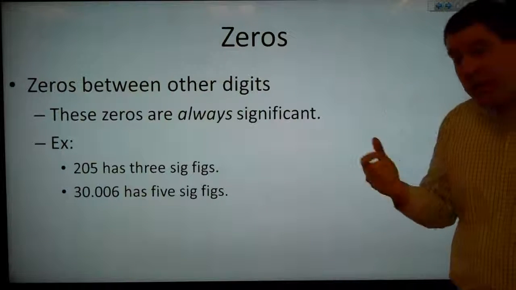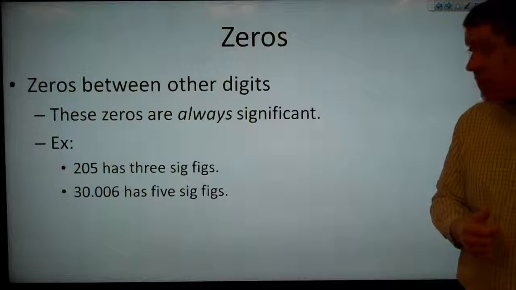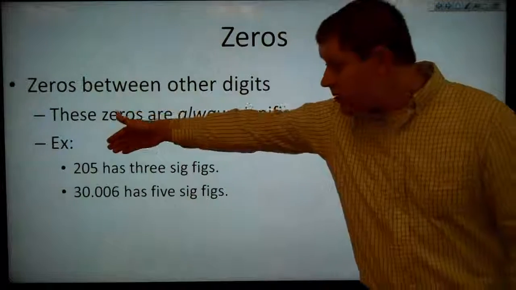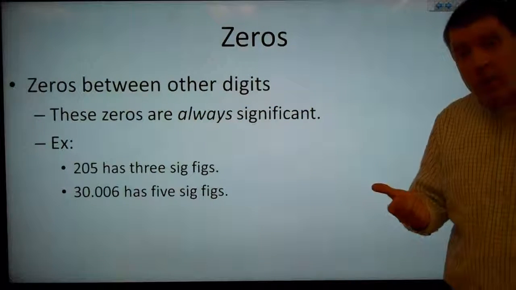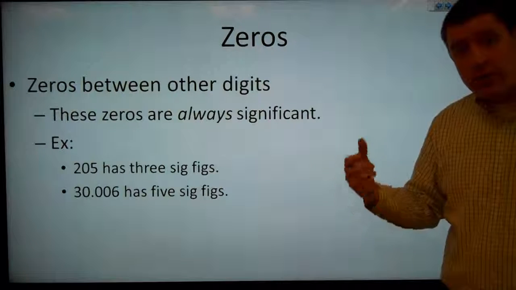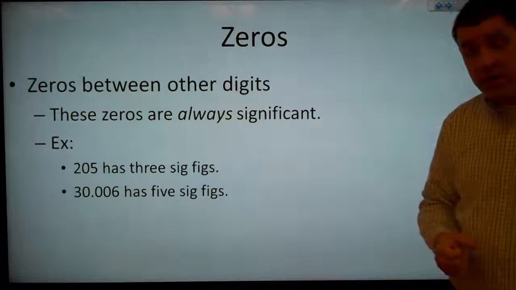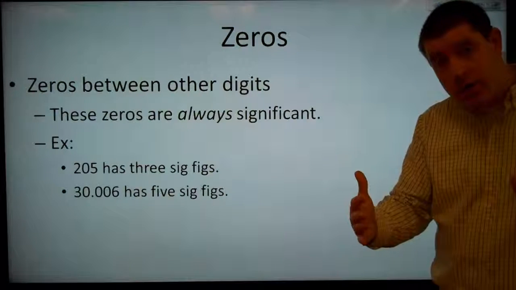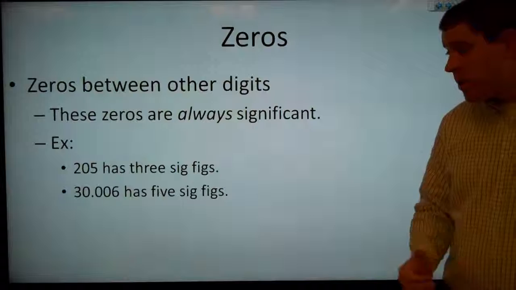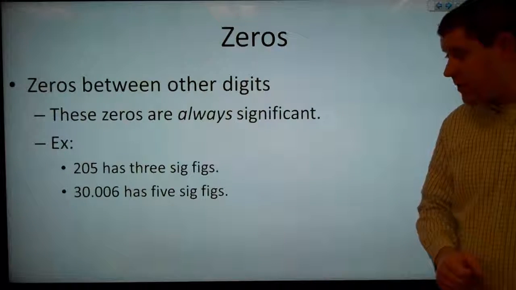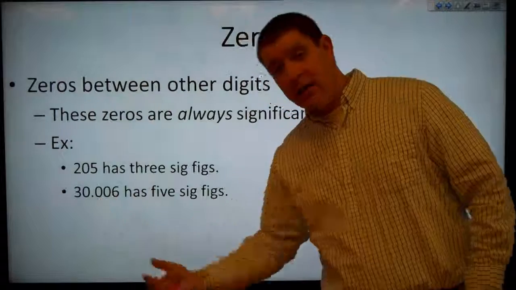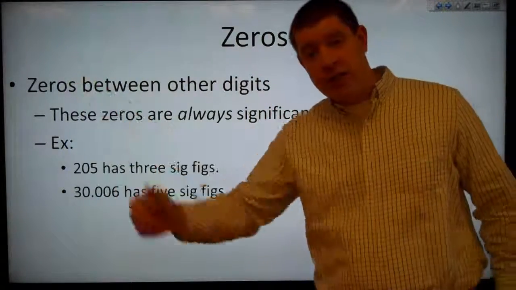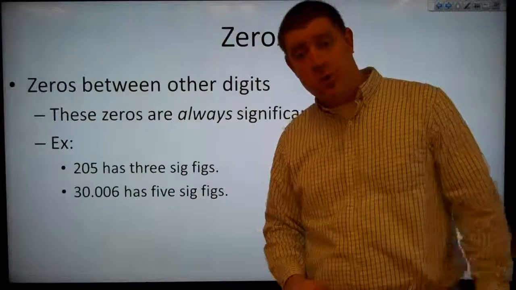Now let's look at zeros between other digits. This is our second type. These zeros are always significant. So if we have something like 205, the 0 in there counts. So the 2 counts, the 0 counts, the 5 counts, we have 3 significant figures. If we have 30.006, all 3 of those zeros in there count. So we have 5 significant figures. So the 0 doesn't have to be immediately between 2 non-zero digits. There just has to be a non-zero digit to the left and somewhere a non-zero digit to the right.